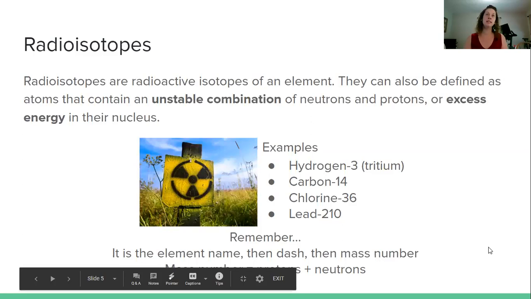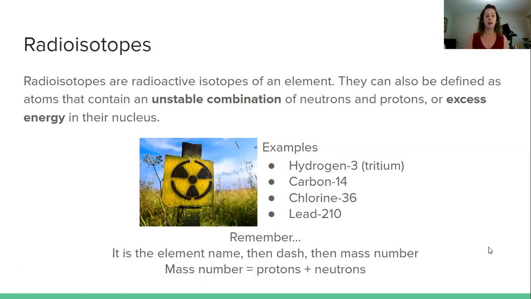So with that, unstable isotopes, they are considered radioisotopes. They are radioactive isotopes of an element, and that means because their nucleus has an unstable combination of neutrons and protons, and they have excess energy in their nucleus. Examples of radioactive isotopes or radioisotopes are hydrogen-3, which is tritium, carbon-14, chlorine-36, and lead-210.